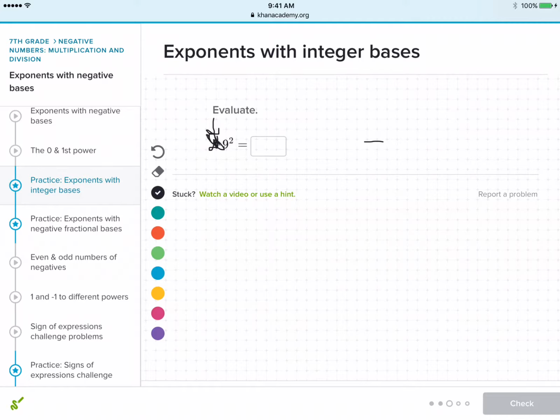So now I have 9 to the second power. Now remember that the second power tells me how many copies of that big number I have. So I have 2 copies of that 9. So I'm going to take 9 times 9, and I'm going to get 81. Now I'm going to go ahead and stick it with my negative number.